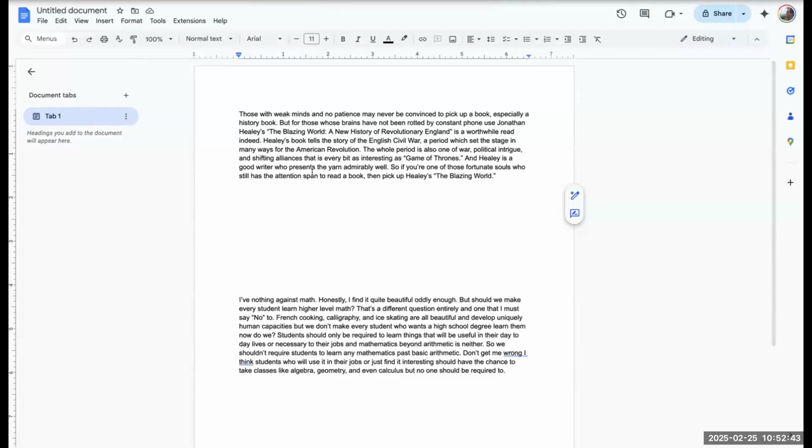Those with weak minds and no patience may never be convinced to pick up a book, especially a history book. But for those whose brains have not been rotted by constant phone use, Jonathan Healy's The Blazing World, A New History of Revolutionary England, is a worthwhile read indeed. Healy's book tells the story of the English Civil War, a period which set the stage in many ways for the American Revolution. The whole period is also one of war, political intrigue, and shifting alliances that is every bit as interesting as Game of Thrones. And Healy is a good writer who presents his yarn admirably well. So if you're one of those fortunate souls who still has the attention span to actually read a book, then pick up Healy's The Blazing World.